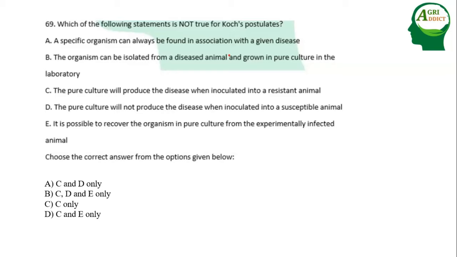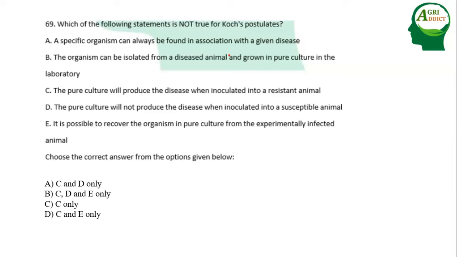It's option A. Which of the following is not true? Yes, madam. C and D only. C and D are not true. The pure culture will produce the disease when inoculated into a resistant animal. No, we are inoculating it to a healthy animal. And D says that the pure culture will not produce the disease, but it must produce the disease to prove it as a pathogen. So the answer is A. That means C and D options are wrong. So this is the importance of Koch's postulates. This is actually a question from JRF 2020. So please concentrate on these Koch's postulates.